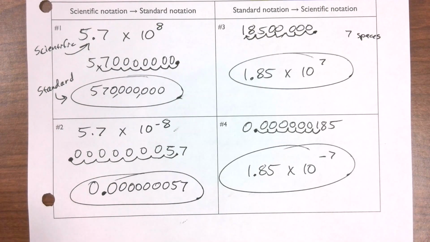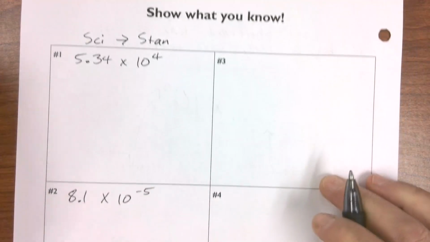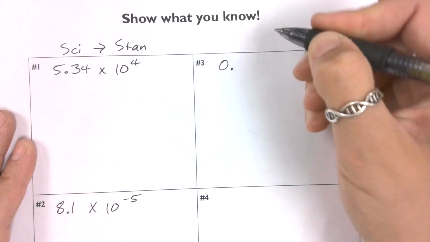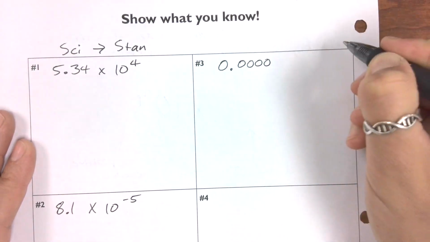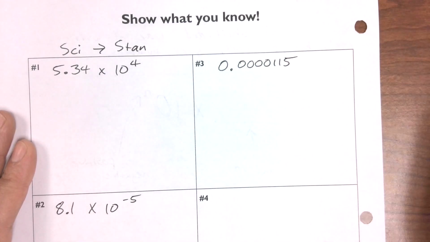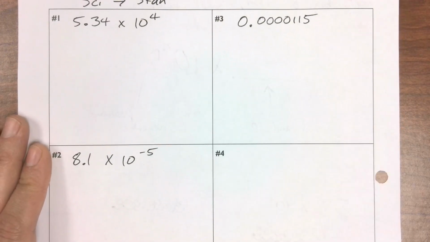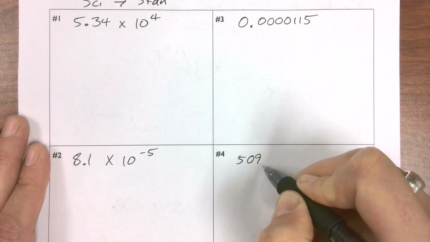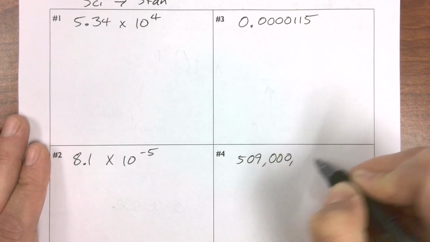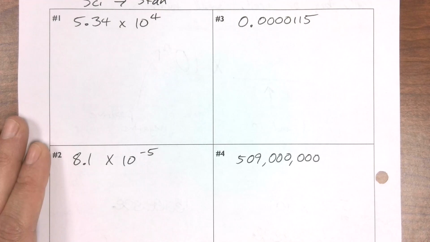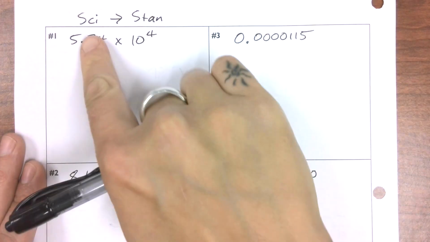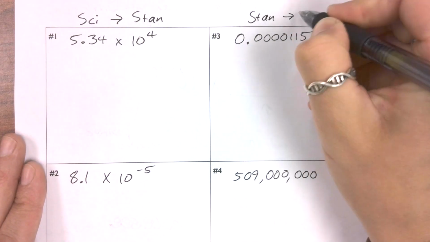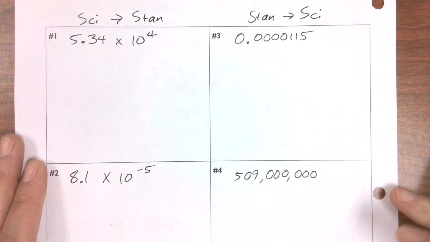All right, so hopefully that makes sense. If you want some example problems, the ones we did in class were 0.5, 4 zeros and then 115, and then our number 4 example was 509 million. It's a big number. And just like over here, we did scientific to standard. Over here, we're doing standard to scientific. You can label it that way if you want, just to be clear.